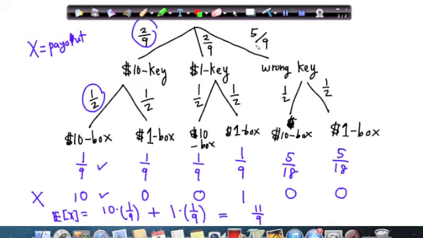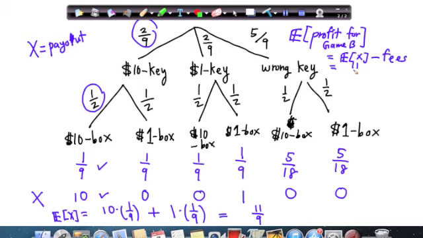In order to compare game B with game A, we must now calculate the expected profit of the game. Since the fee is $1.35, the expected profit for game B is the expected payout minus the fee that we paid to play the game. So this is 11 over 9 minus 1.35, which is roughly negative 0.1277.